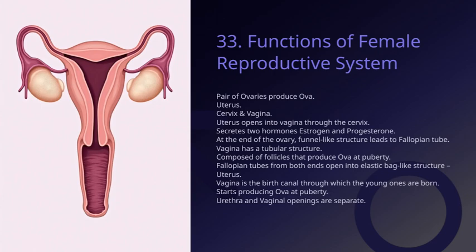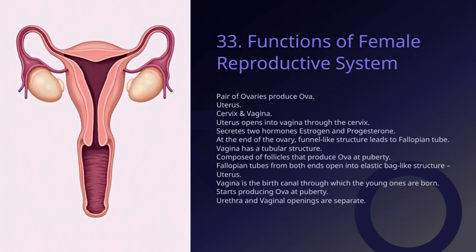At the end of each ovary, there's a funnel-like structure called the fallopian tube. This tube captures the ovum released during ovulation and provides the pathway for it to reach the uterus. The vagina itself has a tubular structure, which serves multiple functions, including acting as the birth canal through which the baby is delivered. Inside the ovaries, there are follicles that produce ova, especially starting from puberty.